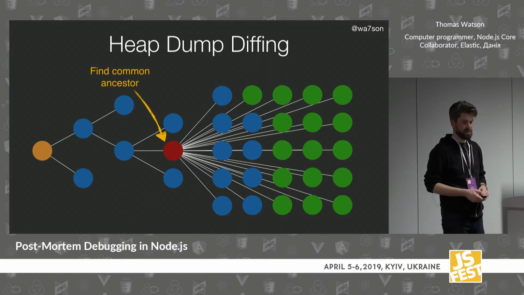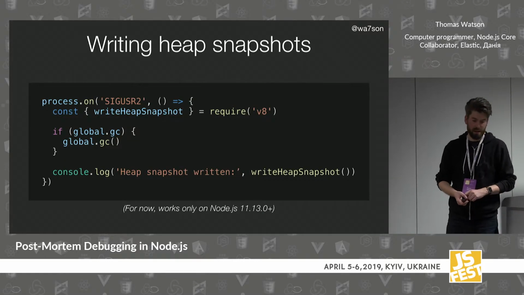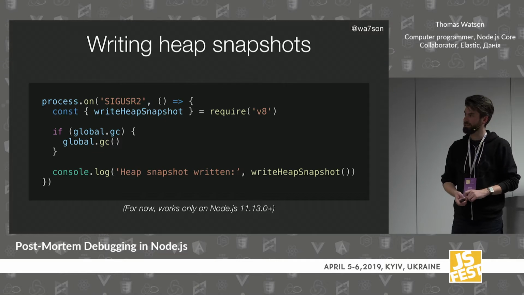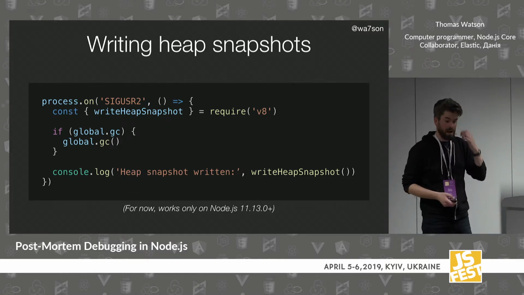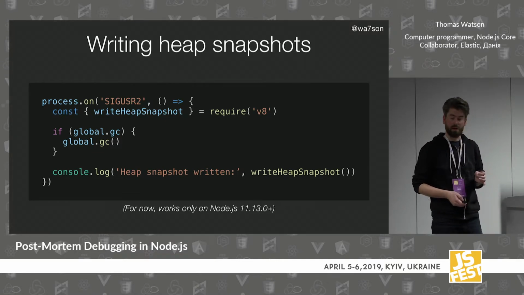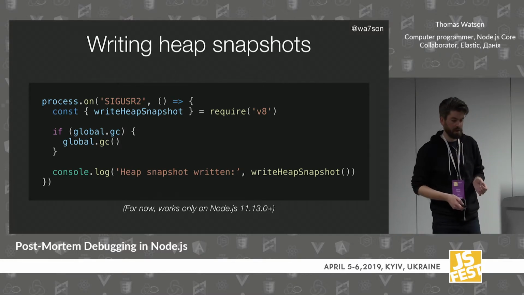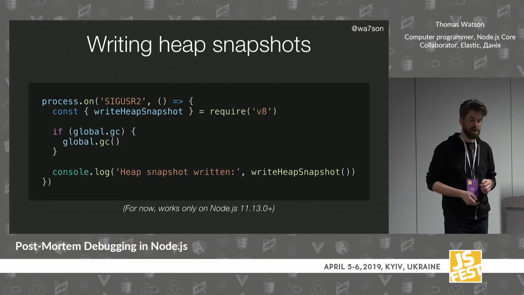And the way you can do that is you can actually write this on Node 11, 13, and above. So you can listen for the user2 signal, for example. Could be any other signal. Then there is this new function called write heap snapshot that was added in Node 11. You require that from V8.